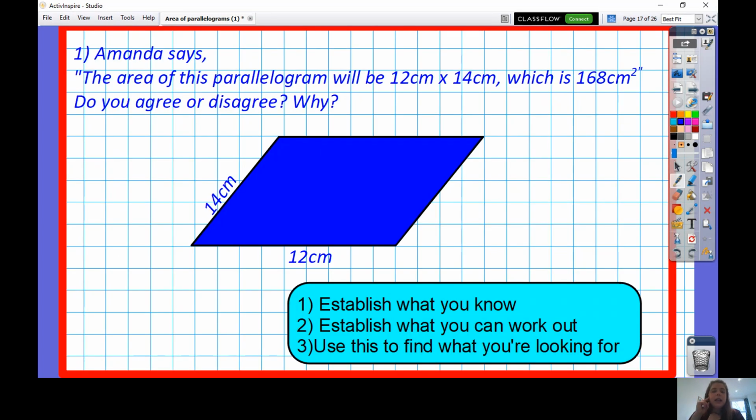Amanda says, the area of this parallelogram will be 12 centimetres times 14 centimetres, which is 168 centimetres squared. Do you agree or disagree? Why? For your answer, you would say, I agree because, or I disagree because. Pause the video now. Everyone needs to have a go at this question. Okay, I'm going to move on to the next question then.